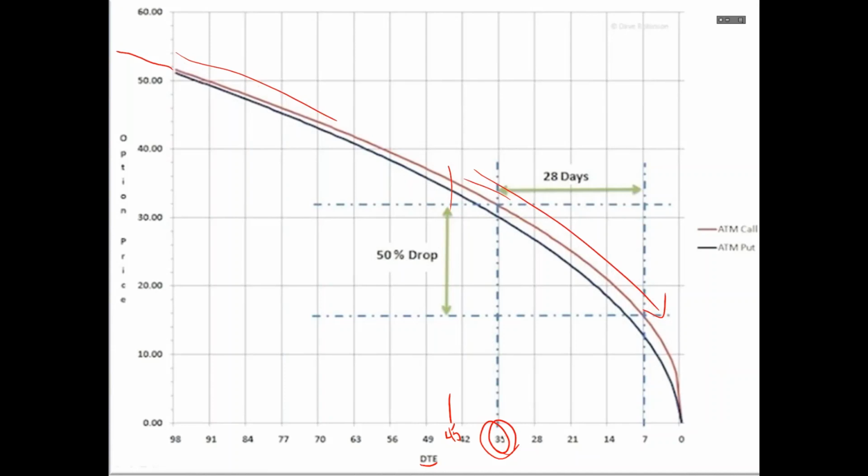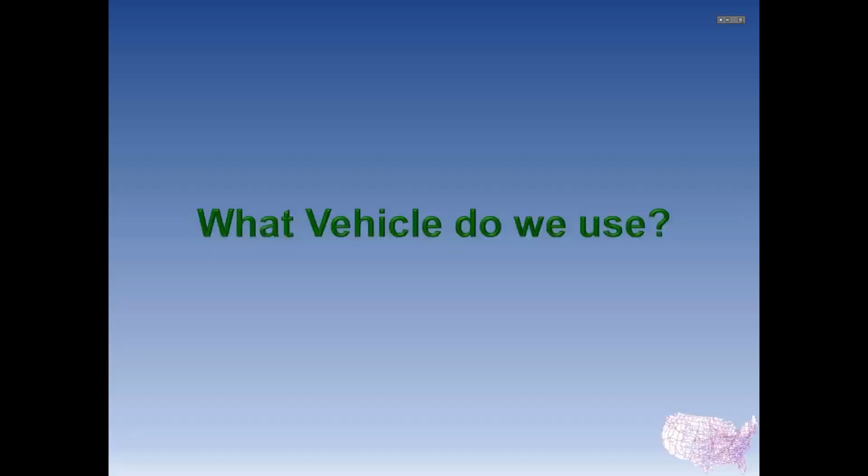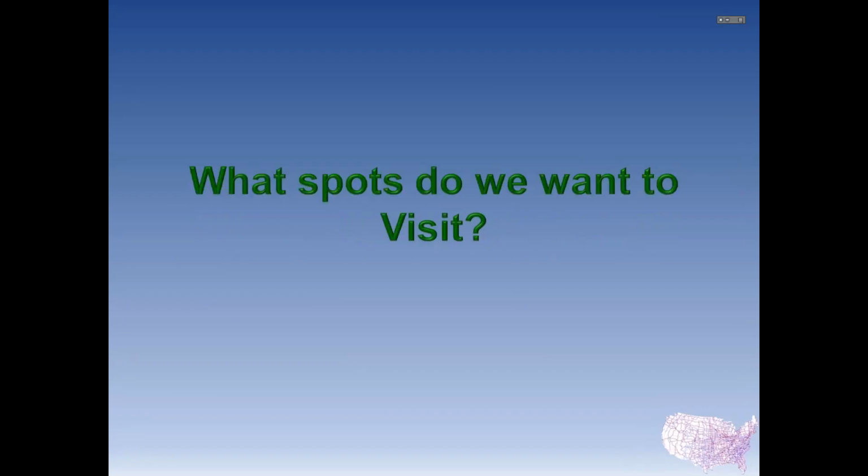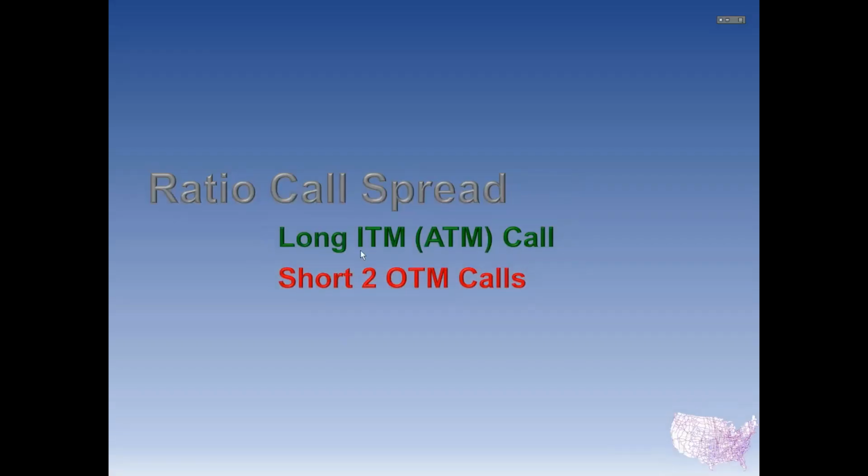So in my case, I'm going to be thinking, what vehicle are we going to use? The ratio call spread, all right? So what spots do we visit? I don't really like to do the in the money necessarily. I like to concentrate on these at the monies. Gives me a little more wiggle room to the upside.